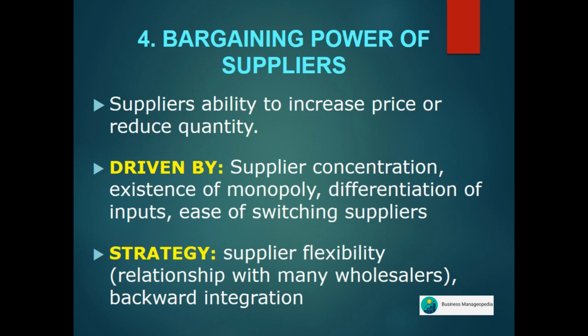Now, if the supplier concentration is high, it's good for you. But if the supplier concentration is low, it is a threat for your business as you don't have many choices. The existence of monopoly, again, is not good for your business. It is a threat for you because if there is a monopoly, the supplier has a high bargaining power. Now, differentiation of inputs, this is good for you. If there is high differentiation of inputs, it means that you can use another input for your business. But if this differentiation is low, then it is again a threat for your business.